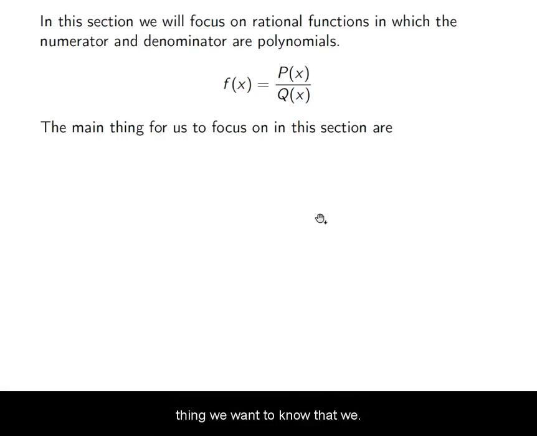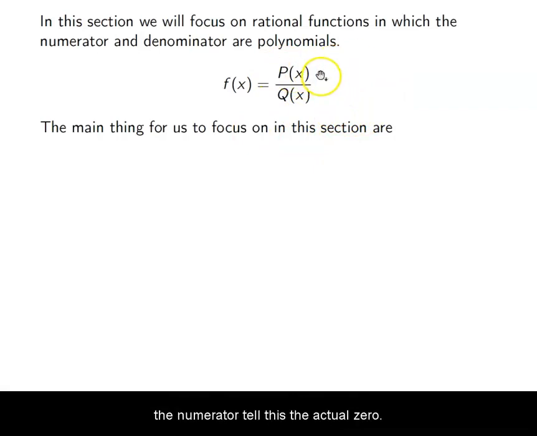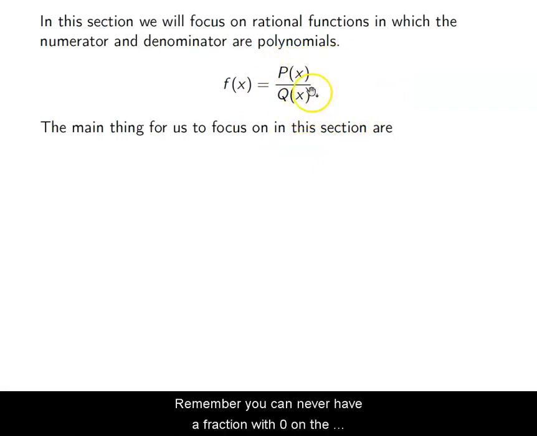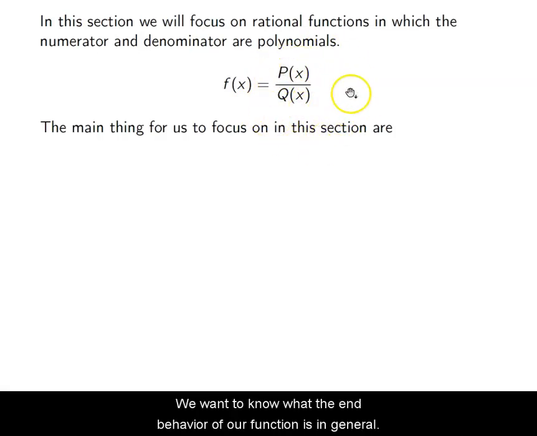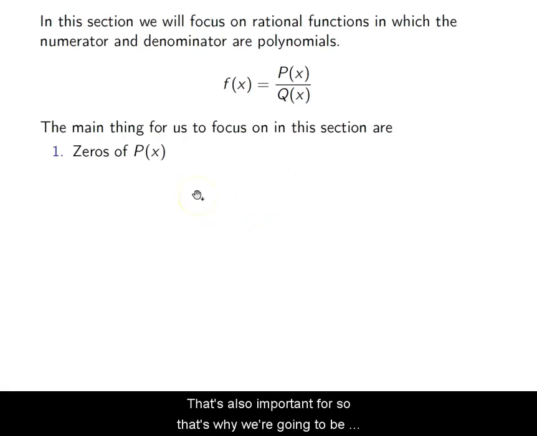We want to know the zeros of the numerator and the denominator because they both tell us different things. The numerator tells us the actual zeros. Remember, you can never have a fraction with 0 on the bottom, so we want to know the values that we're not allowed to plug in. Those give us what are called the vertical asymptotes. We want to know the zeros of the numerator, the zeros of the denominator, the end behavior of our function in general, and our y-intercept. That's what we're going to be looking at.